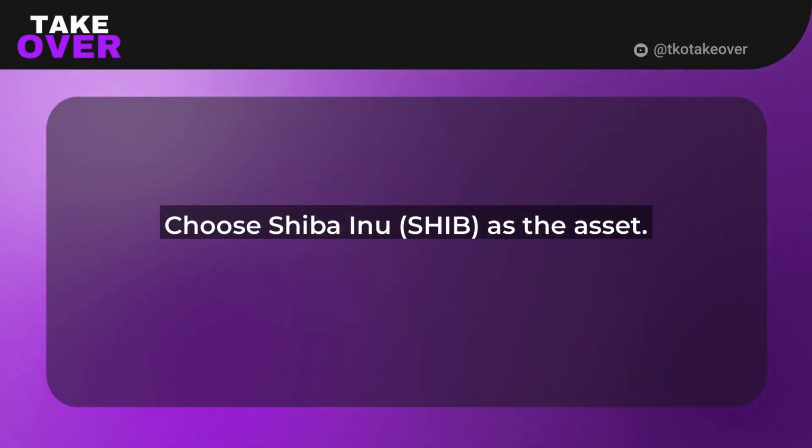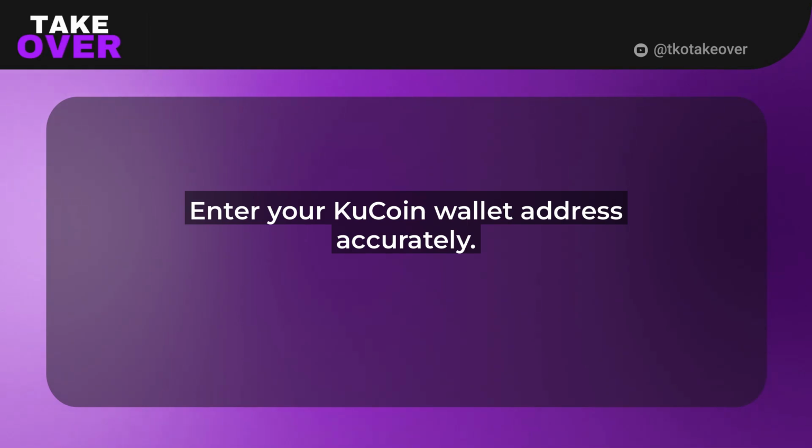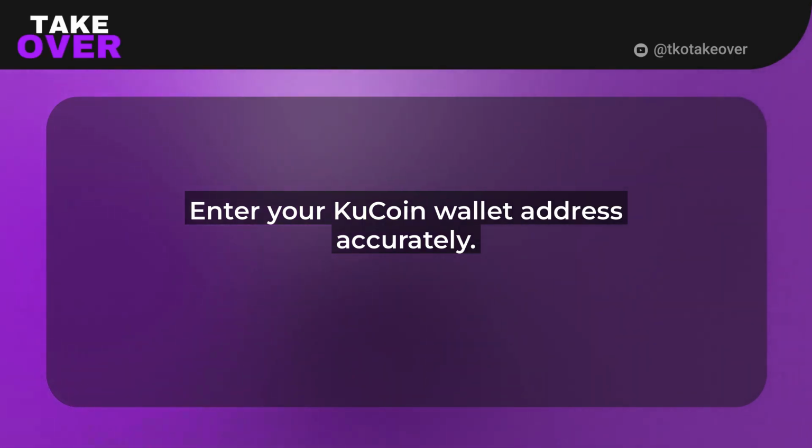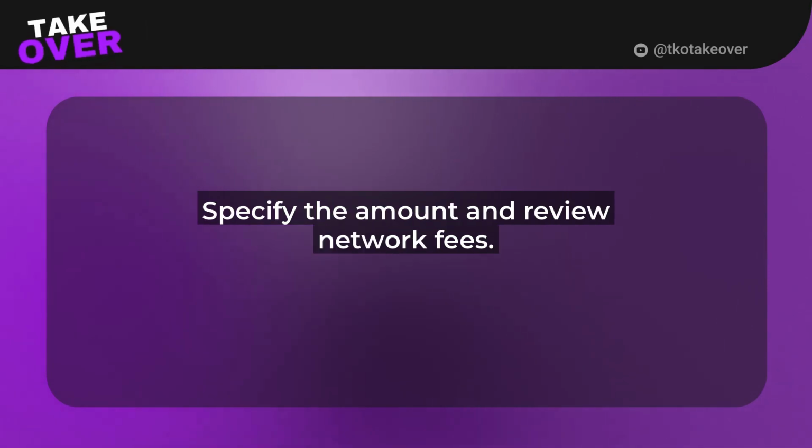Next, search for Shiba Inu, SHIB, in the asset list and select it. You'll need to enter your Kucoin wallet address. Double-check this to avoid any costly mistakes. If you haven't already, go to Kucoin, log in, and find your deposit address for SHIB under the Assets or Wallet tab. Copy that address carefully.